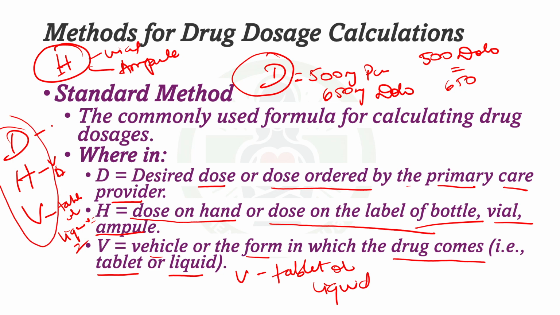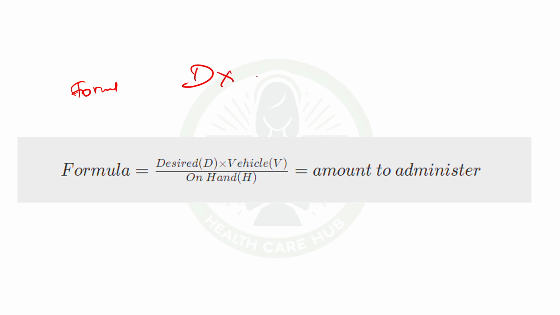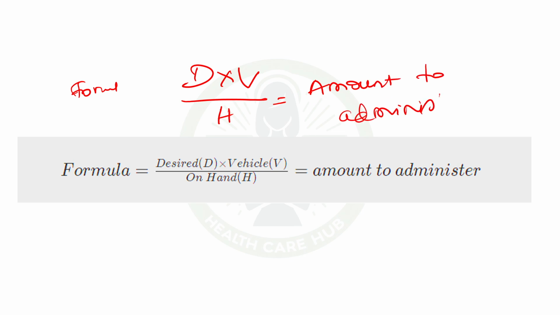So these three terminologies are essential to understand the problem. We will look into the first problem now. So the formula is D into V by H is equal to the amount to administer. So understood the formula? D into V by H is equal to amount to administer.